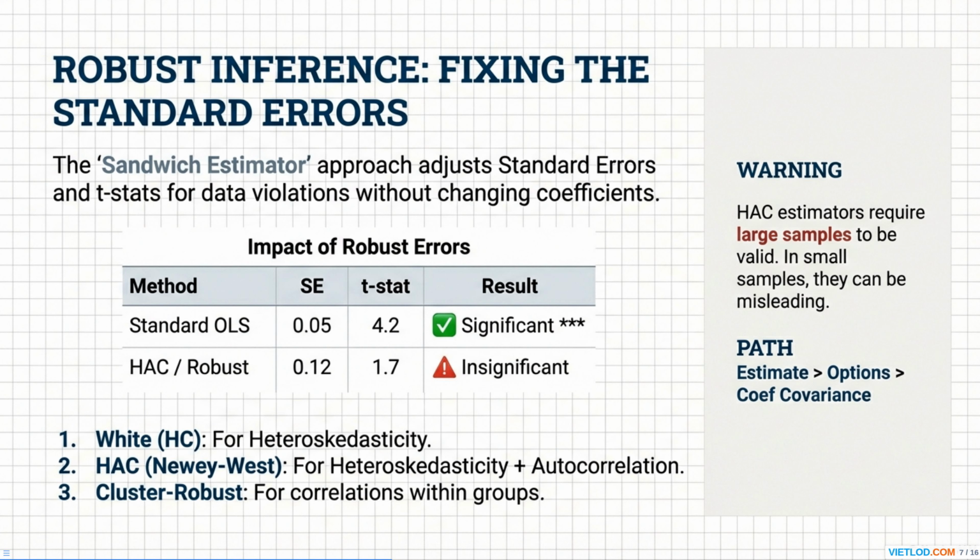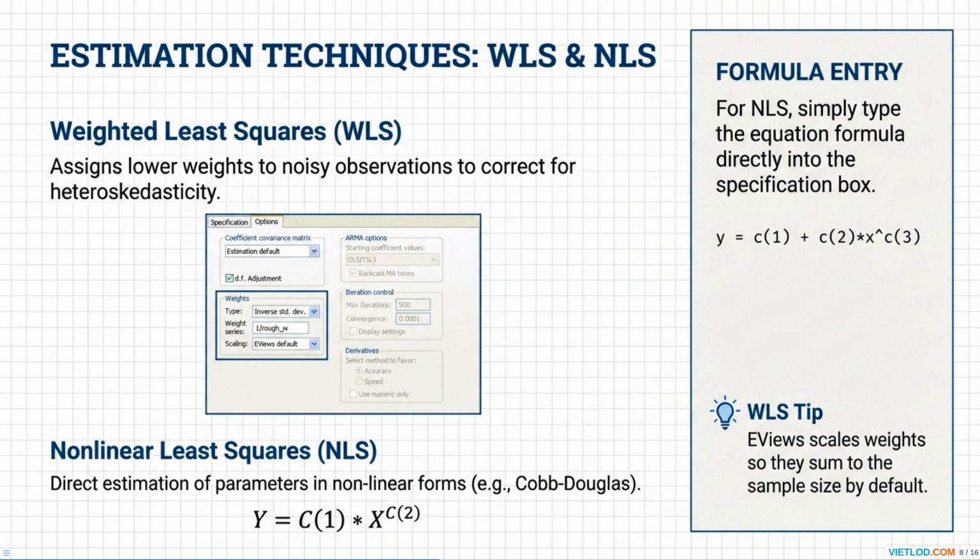In EViews, access these options via Estimate, Options, Covariance. Correcting standard errors is one solution. Next, we'll explore changing the estimation method with weighted and nonlinear least squares.